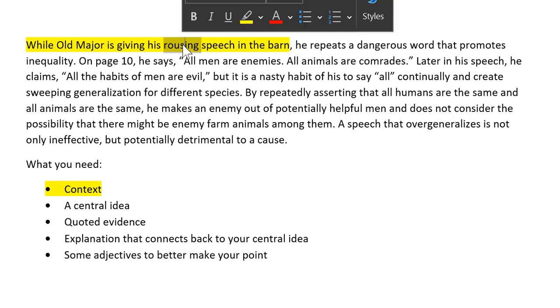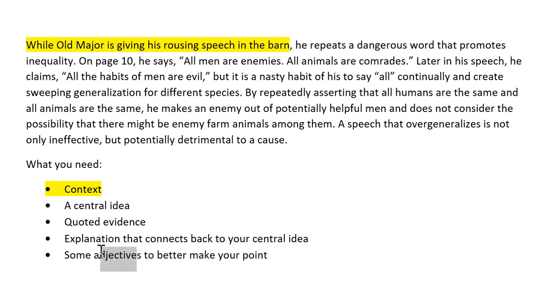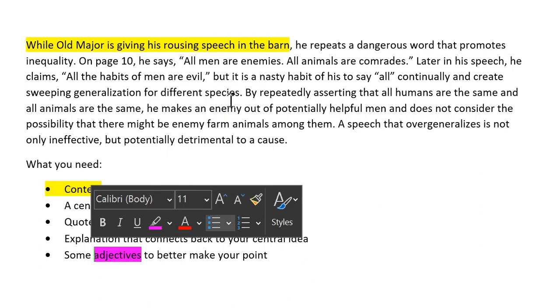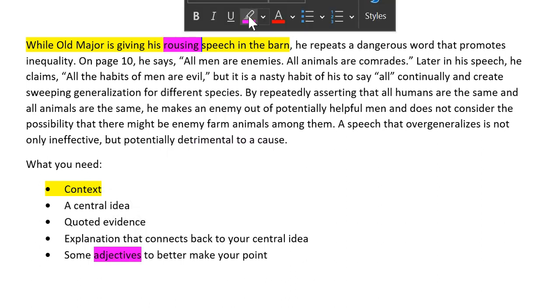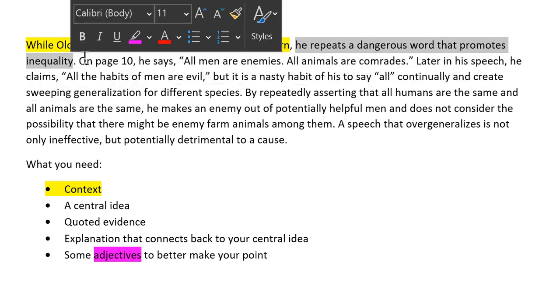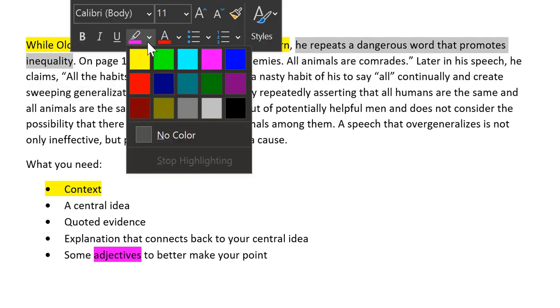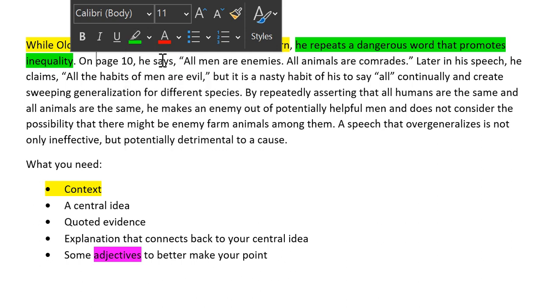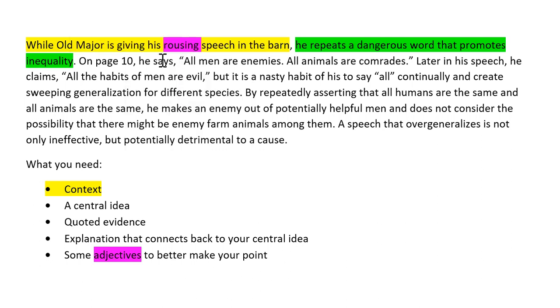And then I do have a pretty solid adjective in here, so I'm going to highlight my adjectives in pink. And I've got a rousing speech, meaning like one that gets their attention. It's getting them excited. He repeats a dangerous word that promotes inequality. This is my central idea, that this word that he keeps using, and I haven't told you about it yet, is going to do the opposite of what he's trying to do in the speech, which is to promote equality between animals and humans. But actually, this word is going to promote inequality.